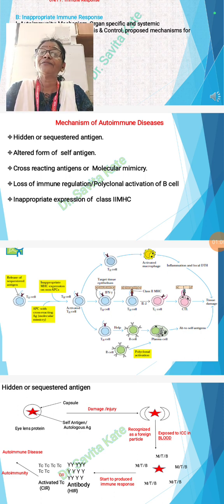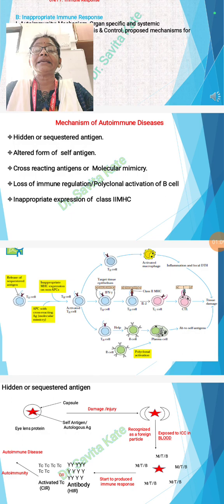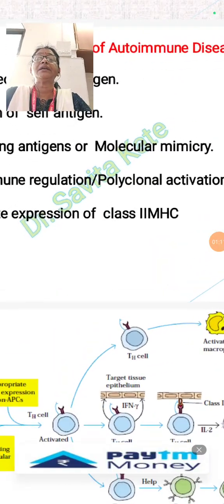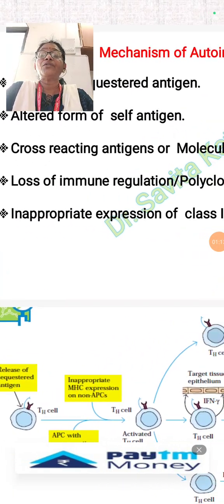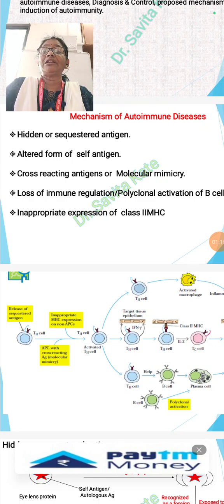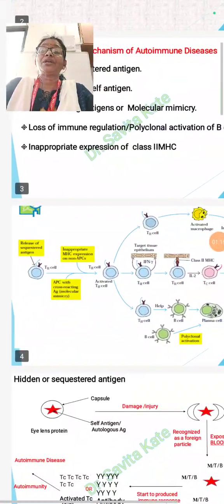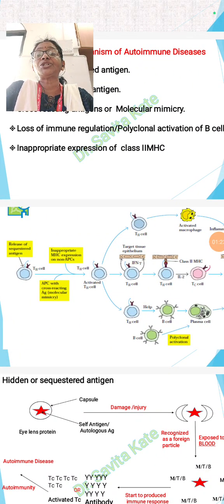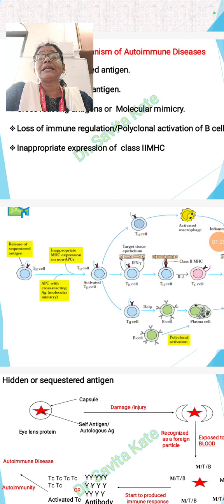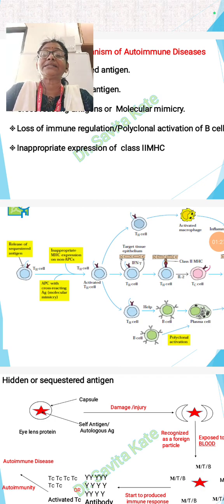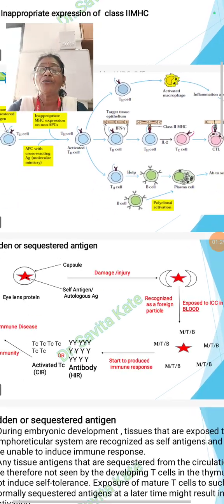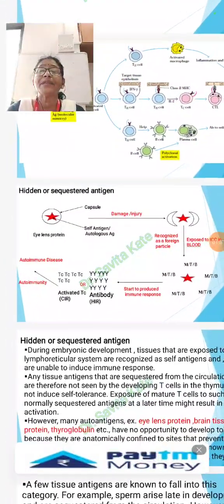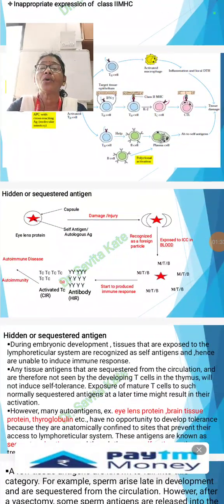Second one is the altered form of self antigen. Third one is the cross reacting antigen, that is the molecular mimicry. And fourth one is the loss of immune regulation, or as we refer to it, polyclonal B cell activation. And the last mechanism is the inappropriate expression of MHC class 2. So now we start with the first mechanism, that is the hidden or sequestered nature of antigen.